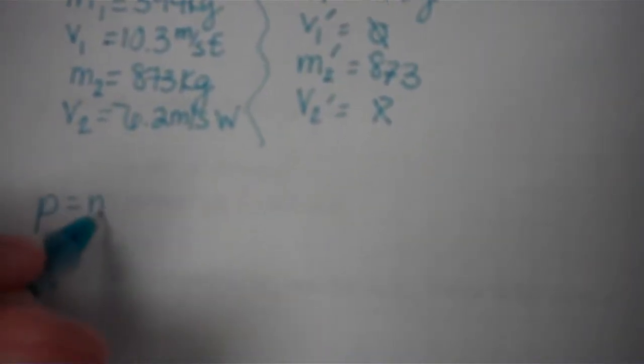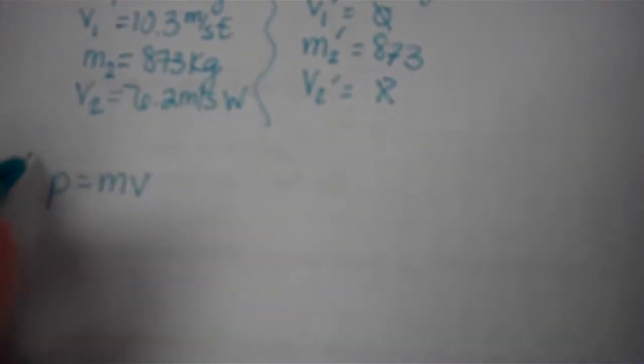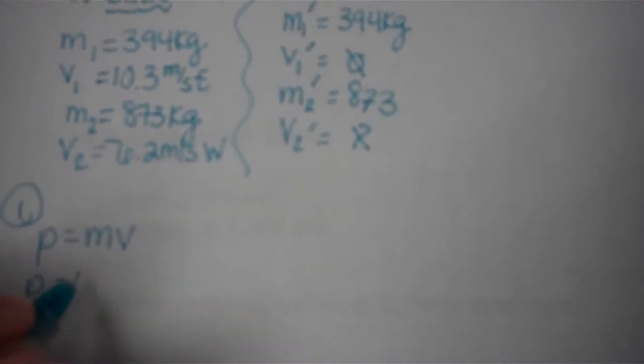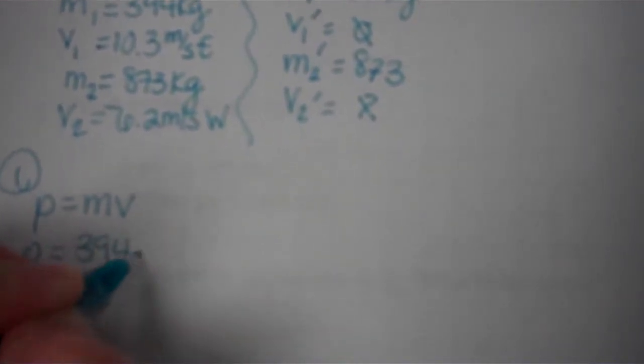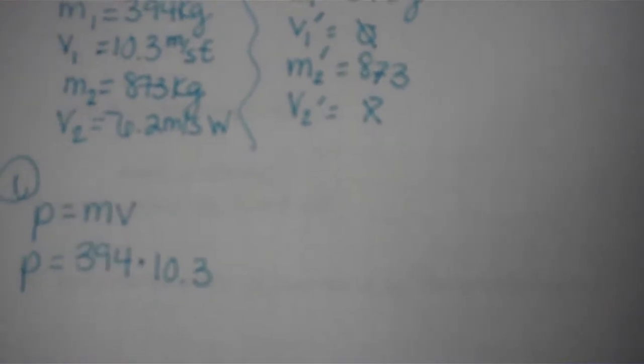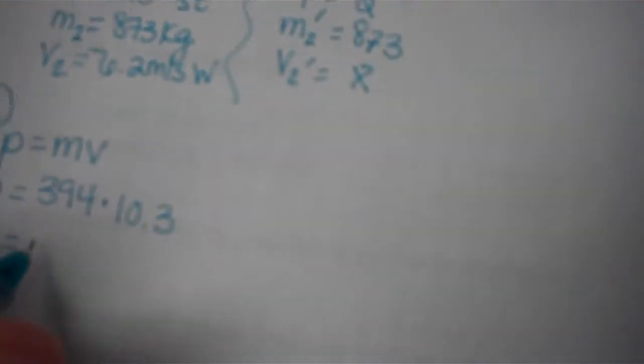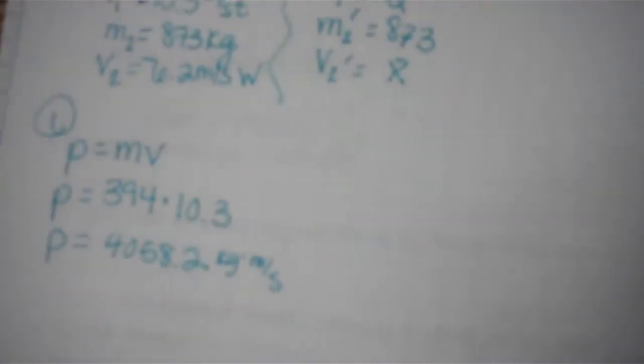So let's take a look at our first object. Our equation is P equals mv. So our first object is going to have a momentum of 394 times 10.3, and that's a positive 10.3 because it's going east. On our calculator, we get 4,058.2 kilogram meters per second.